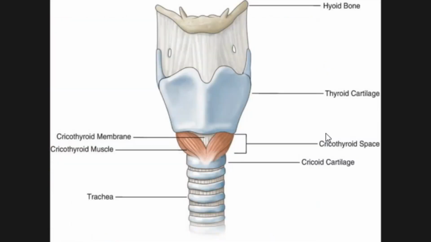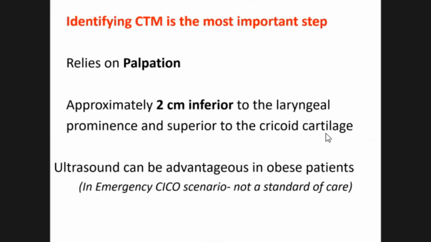Below the skin, this is how it looks: the hyoid bone, the thyroid cartilage. This is the Adam's apple. This is the cricoid cartilage, and this space is what we are targeting for the access. As we can see, there is the cricothyroid membrane and the muscle. Okay, so these two are important.